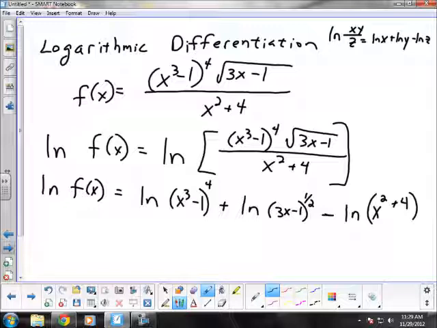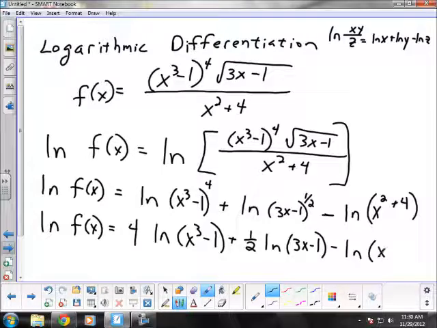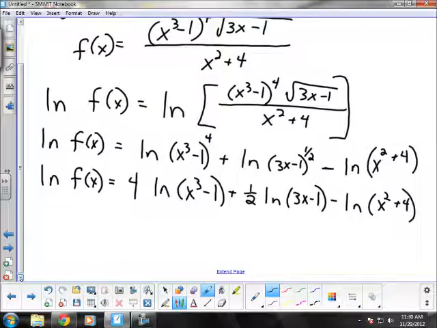And now remember, I don't have to have those exponents on those arguments, right? I can actually use the power property. And I have the ln of f of x is equal to 4 times the ln of x to the third minus 1 plus 1/2 times the ln of 3x minus 1 minus the ln of x squared plus 4. Now I have this in a much nicer form because now I can just take the derivative of each one of those ln's separately because they're all added and subtracted.